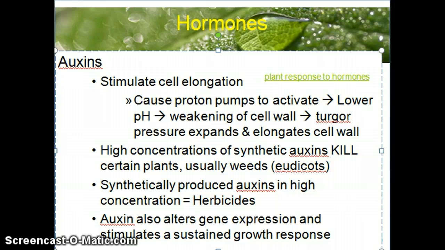Other ways that auxins work: high concentrations of synthetic auxins actually kill plants and are used as weed killers. Synthetically produced auxins in high concentration are considered herbicides. They also alter gene expression, and they can stimulate a sustained growth response. I'm going to stop here and show you a brief Bozeman segment on how auxins work.